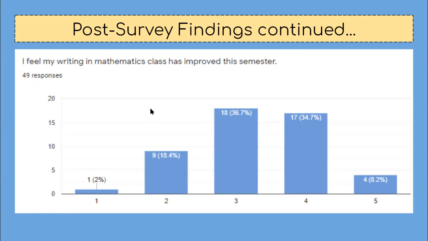I saw a lot more effort and students being more thoughtful in their answers in terms of the work that they were producing. And I could see that, moving on in future lessons, they were thinking a lot more about the problems and reading the problems a lot more carefully.